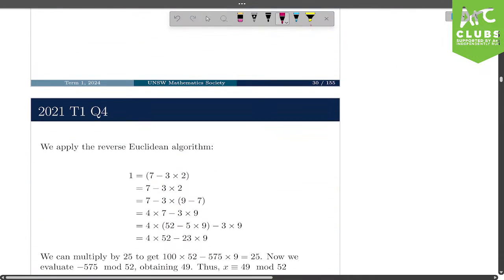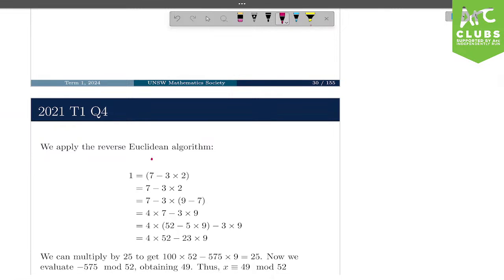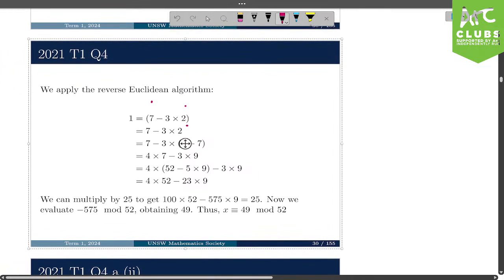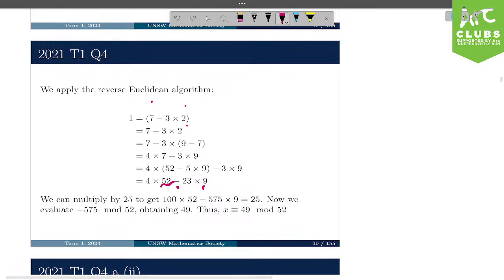By using this, we'll express our R1 in terms of 7 and 2, and then R2 will be expressed in terms of 7 and 9. And we just keep on slowly going up and up until we get back to our 52 here and our 9 here. So from this, we note that 4 times 52 minus 23 times 9 is equal to 1.